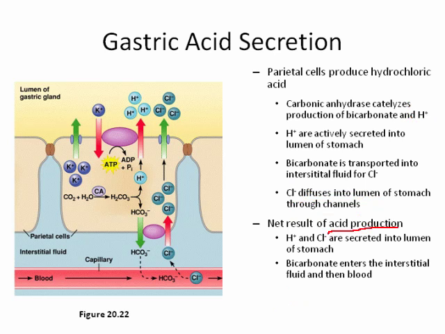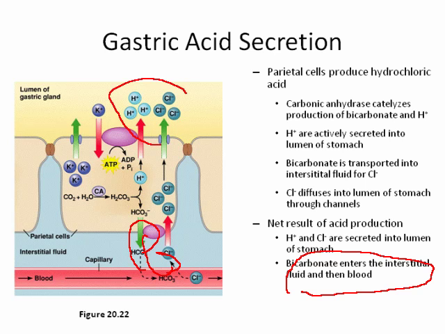The net result is acid production. The hydrogen ion and chloride are secreted into the lumen of the stomach, and bicarbonate enters the interstitial fluid and then the blood. So we have an exchange of bicarbonate going into the bloodstream in exchange for acid that is being produced in the lumen.